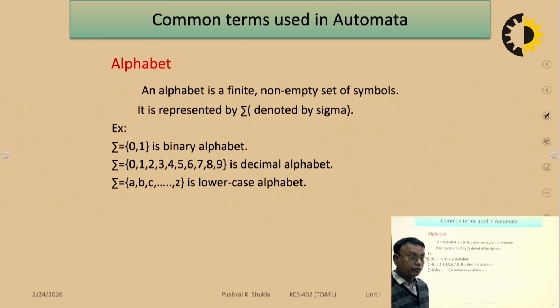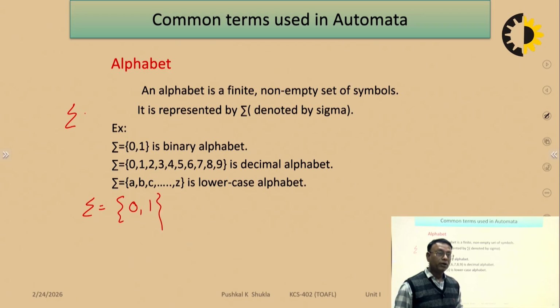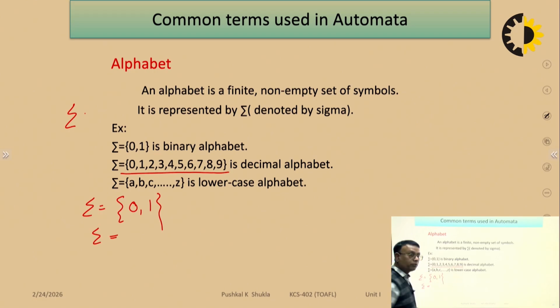First, the alphabet. An alphabet is a finite, non-empty set of symbols, and it is represented by sigma. This is sigma, a Greek symbol. For example, sigma equals {0, 1}. So two symbols are there, 0 and 1, and it is known as the binary alphabet. Suppose sigma equals {0, 1, 2, 3, up to 9}. This is the decimal alphabet, from 0 to 9.